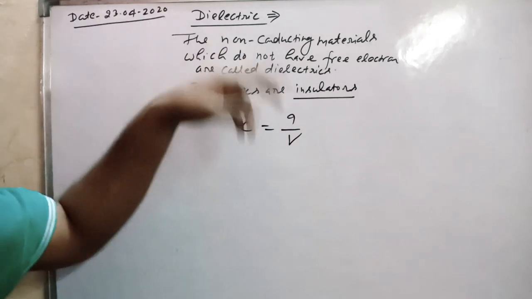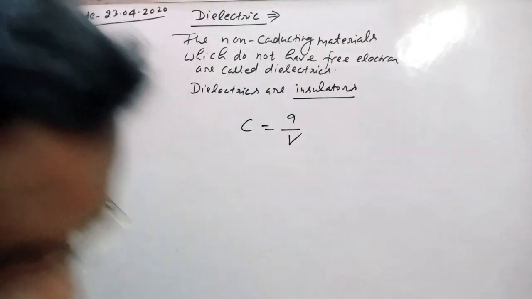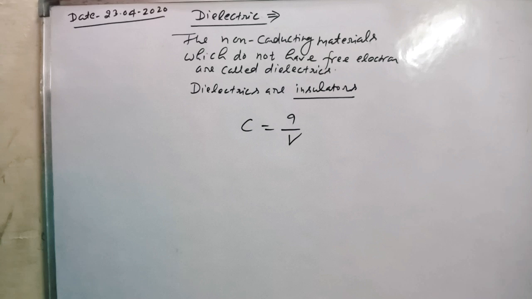So here a dielectric is a non-conducting material which does not have free electrons, and a dielectric is also known as an insulator. There are some examples of dielectrics: air, glass, mica, paraffin, wax. These are examples of dielectrics.